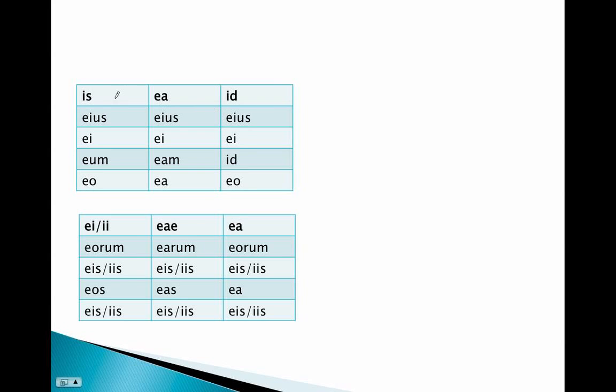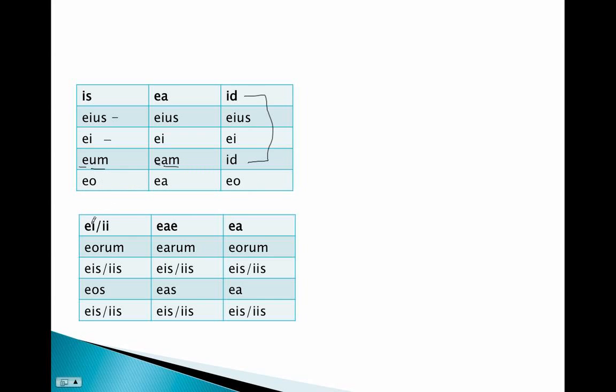As a review, is, ea, id, remember, is an adjective that has an -ius in the genitive and an -i in the dative singular. And after that, it becomes a fairly regular first and second declension adjective. Id is going to be the same as the nominative, but you have a stem e plus -um, eum, eam, id, eo, ea, eo in the ablative.